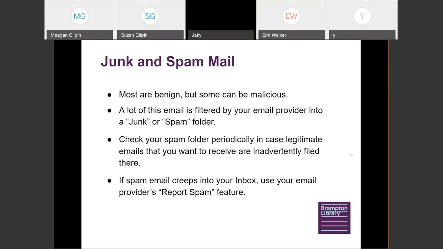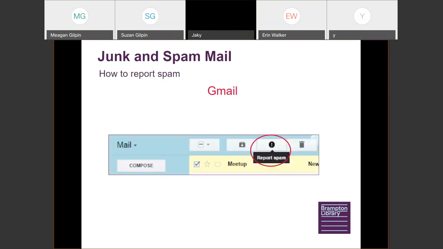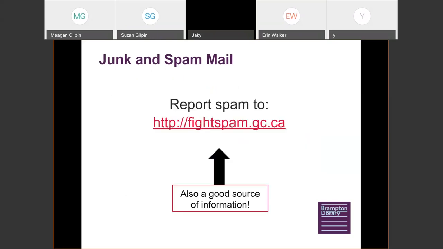I'll show you where that is here. This is an example from Gmail, but others are quite similar. There's this little icon that looks like a stop sign with an exclamation mark, and that's where you can go to report your spam. You just click on it and report it that way. You can also report spam to fightspam.gc.ca. This is a Government of Canada website, and there's also a lot of good information there as well.